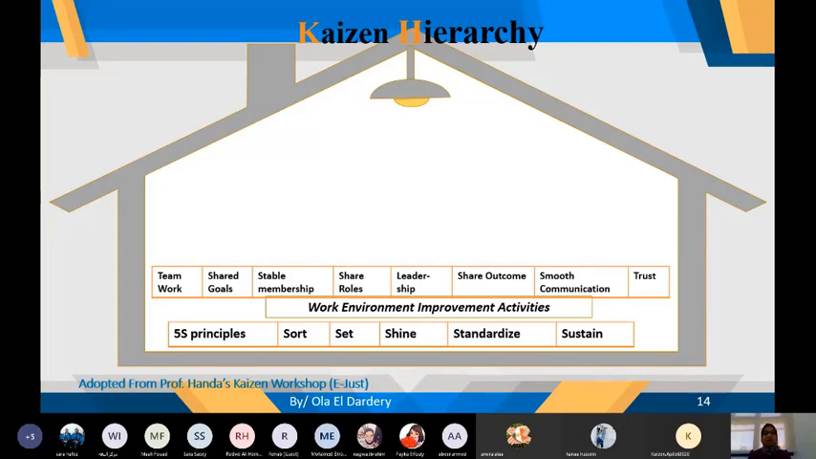A team must have shared goals. They have a stable membership, which means that we cannot just keep shuffling members from one team to the other now and then. They have to work together, learn to cooperate together, and share the rules between each other. They must have a leadership, a person to guide them, as well as a person who is responsible to explain the Kaizen process to them. They must share the outcomes. So whenever a certain member reaches a certain outcome, he has to share it with the rest of his team.